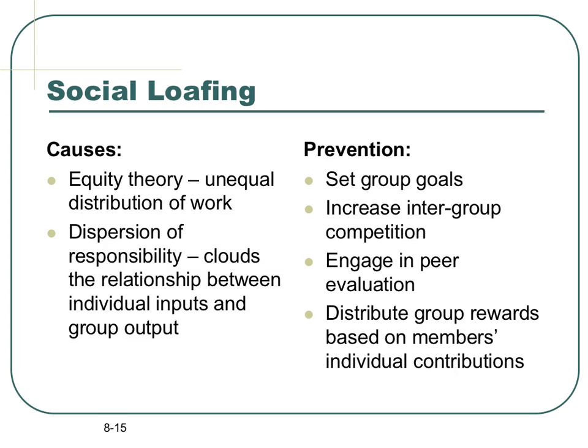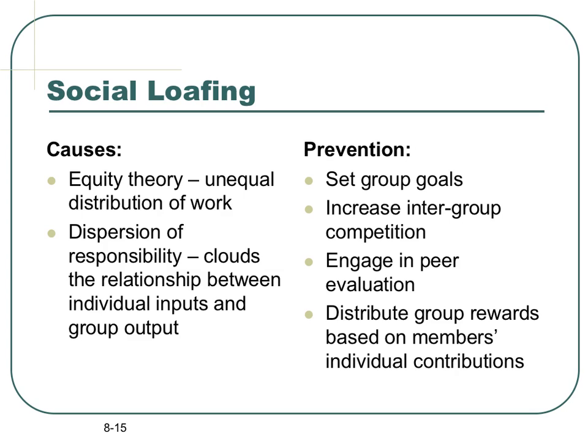When there is unequal distribution of work, this is the first cause of social loafing. Their willingness to do the work will not be there. Dispersion of responsibility clouds the relationship between individual inputs and group outputs. How will we prevent them?